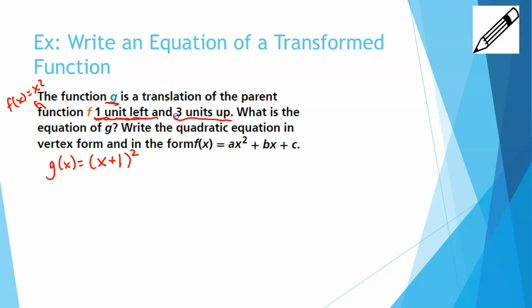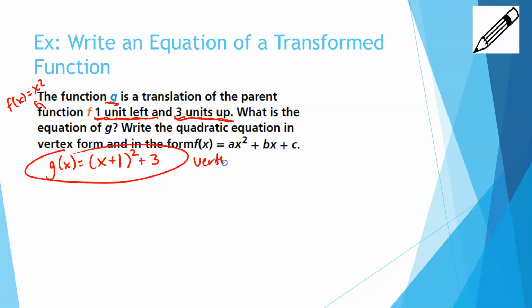And then finally, if I want to translate it 3 units up, that's when I add and subtract things, but not grouped with the x. So in order to move it 3 up, I would do a plus 3, because when it's a vertical shift, it's as you would think. Okay, so that's actually vertex form. I'm done with that part.